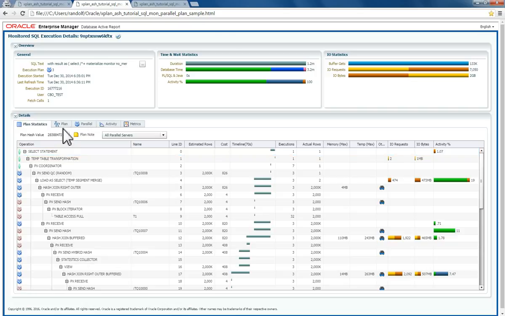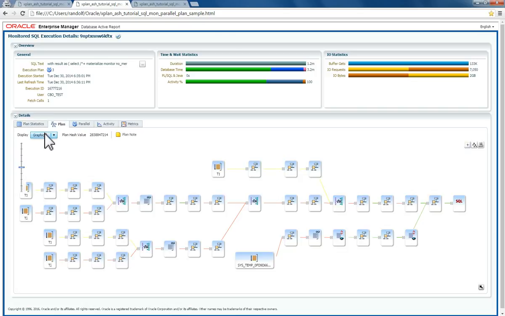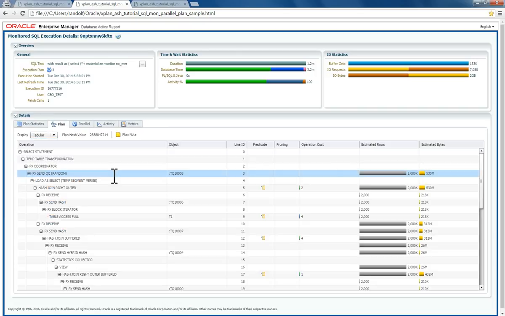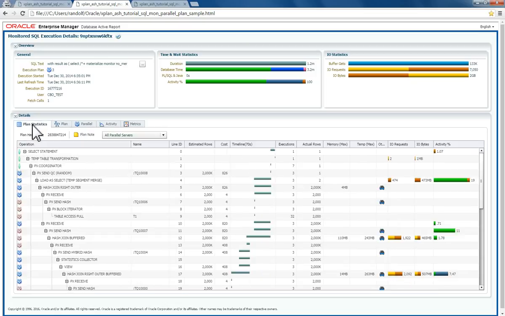You only get the predicates if you switch to this plan view, which is then again based on the library cache information. If the library cache information is not available, then this tab would be missing from the real-time SQL monitoring report. But this here could still be available because it's based on V$SQL_PLAN_MONITOR.